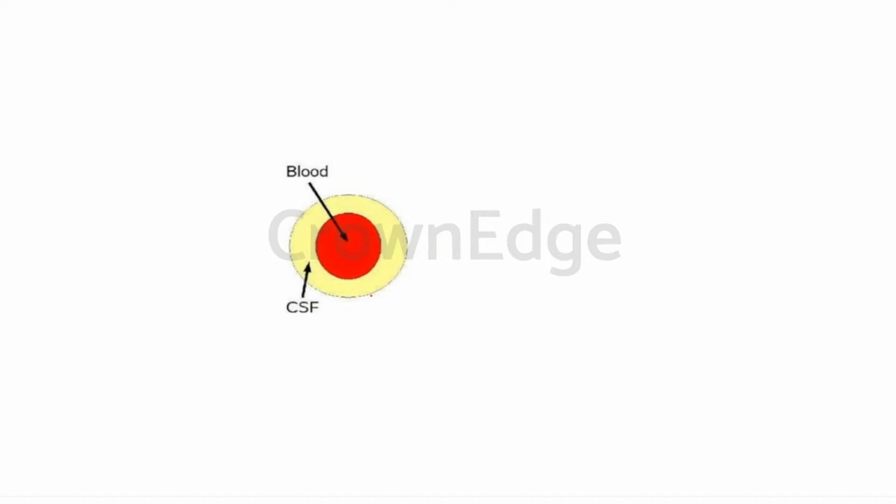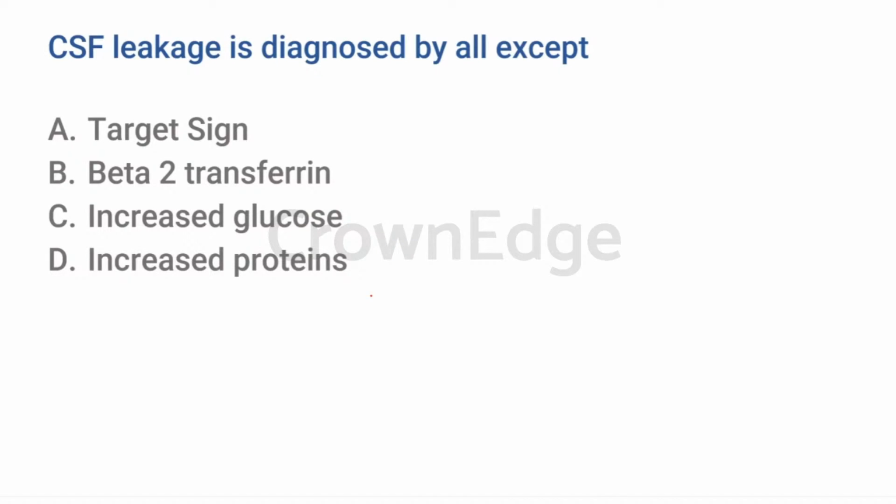And beta 2 transferrin is, like I said, the most confirmative test to understand the CSF leak. The answer is D, increased proteins. The rest of them indicate that there is CSF leak in the mucosa, in the mucus that is collected, that is nasal secretions. Let me tell you something. Is it normal to find glucose in CSF? Anybody? It's written increased glucose, and I've told the answer is D. So is it normal to have glucose in CSF? What are the normal levels?